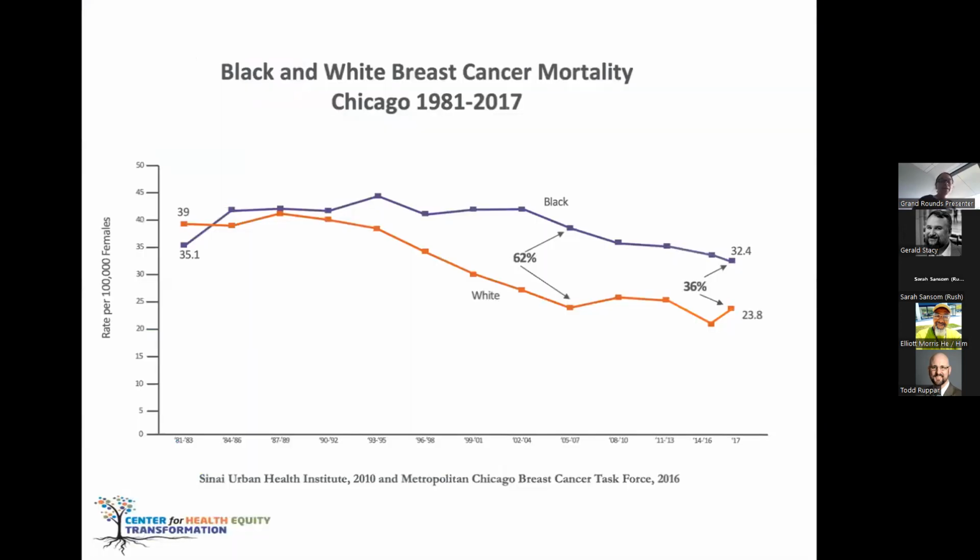So through a lot of collaboration, we know that Chicago was able to close the mortality gap between Black and white women to about 36%.